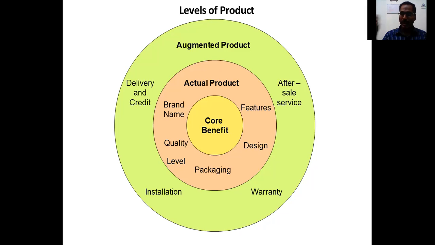Then the actual product. What is a brand name? It's like Apple, Samsung. So brand name is also very important. Then quality and what model it is, whether it has a metallic cover or a plastic one. And then design, whether it's a slim one, a foldable one, a 3D one. Then packaging, how it comes. That's the actual product.